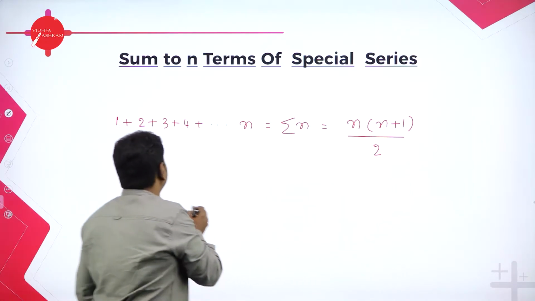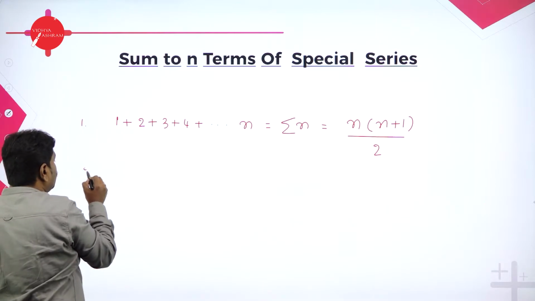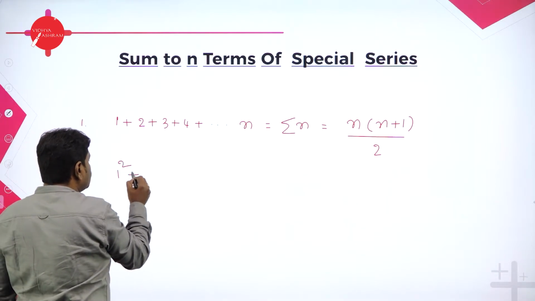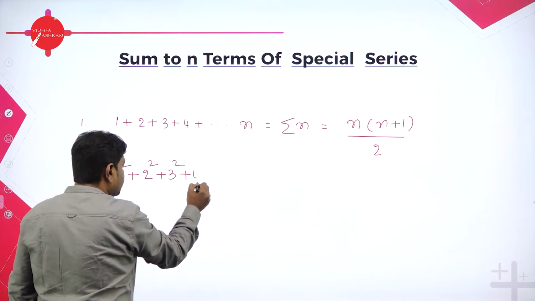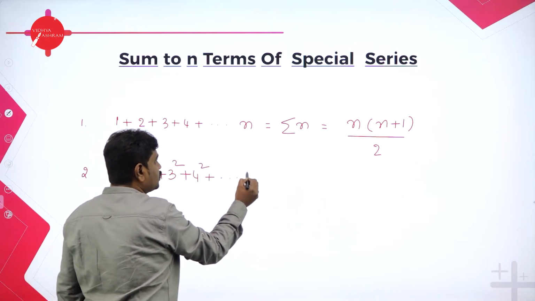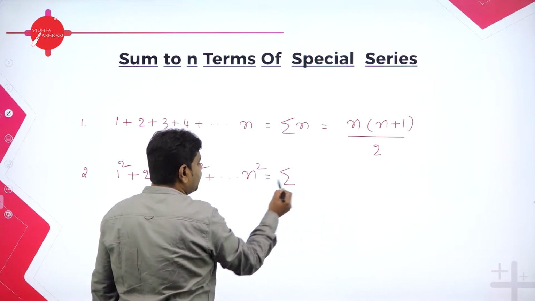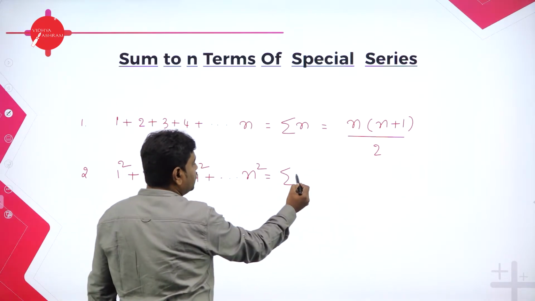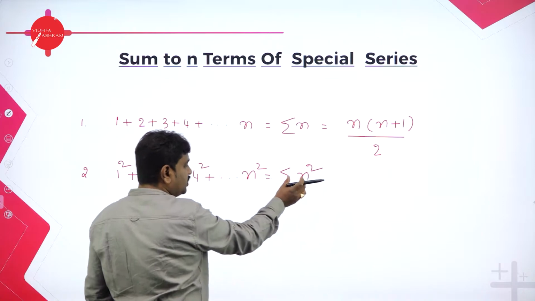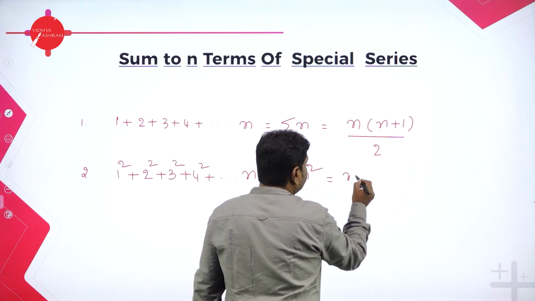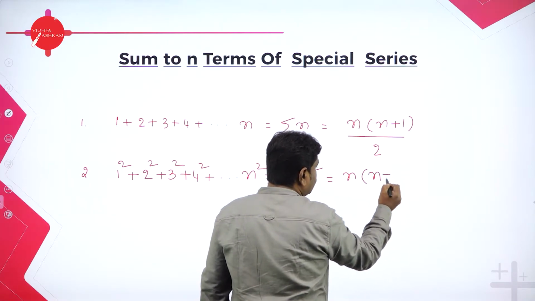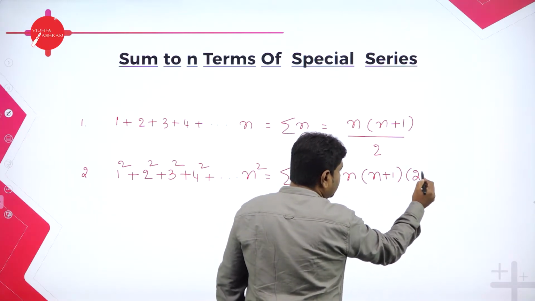And the second important format is 1 square plus 2 square plus 3 square plus 4 square up to n square, which is simplified as the sum, that is sigma n square. In the place of n, you put 1, 2, 3. So, sigma n square is what? N into n plus 1 into 2n plus 1 by 6.